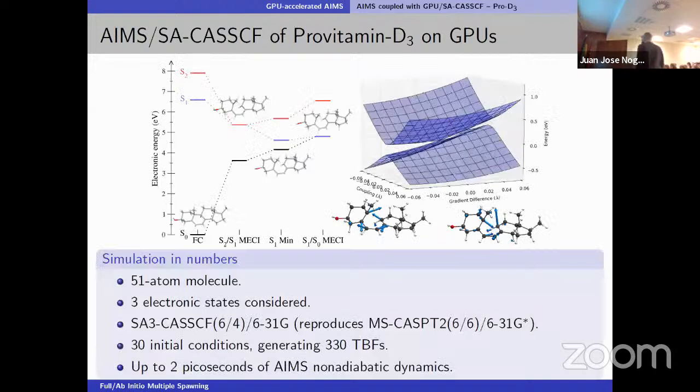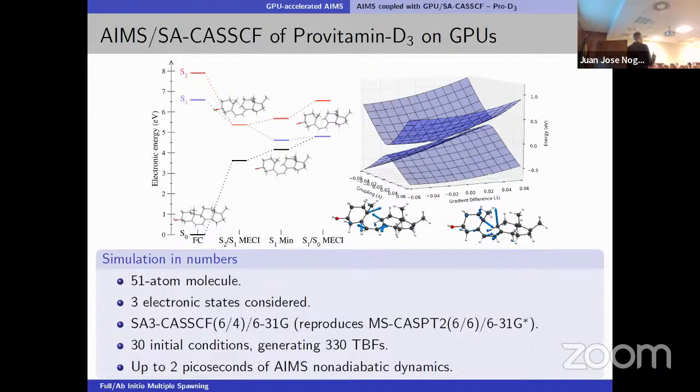What happens is that you have the Franck-Condon point here and you excite to the first excited state. This first excited state can have an interplay with S2 and go back to a conical intersection, which is shown here. And this conical intersection can take you back either as a ring closed or as a ring open form of the molecule, okay? The state average CASSCF that we use here, we've checked that it reproduces all the features of DMS-CASPT2, so the energies of the different points, but also the shape of the conical intersections. It's actually quite a magical active space in this particular case.